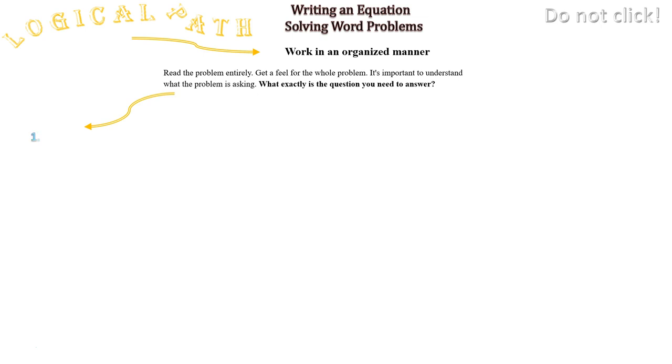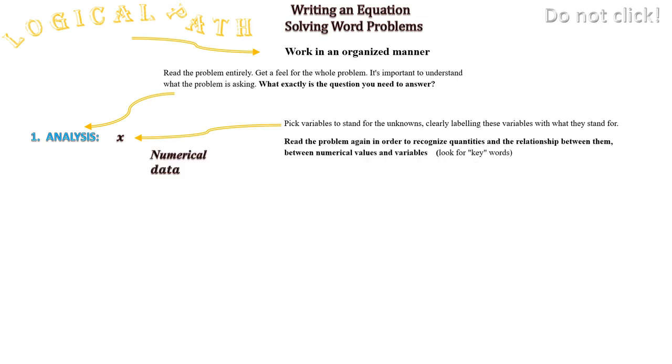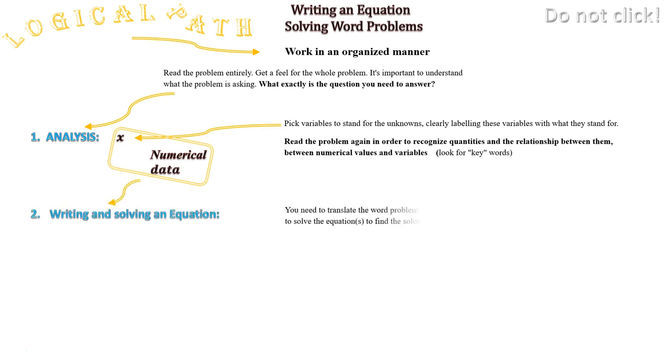After that, let's talk about the first step, analysis. You have to pick a variable to stand for unknowns, clearly labeling these variables with what they stand for. After that, read the problem again in order to recognize quantities and the relations between them, between numerical values and variables. Look for keywords. After that, you will be ready to translate the word problem into an equation with variables. And then you have to solve this problem.